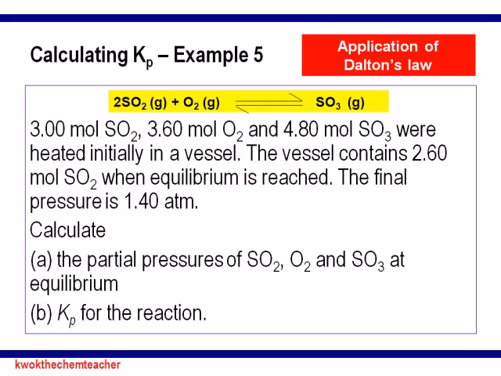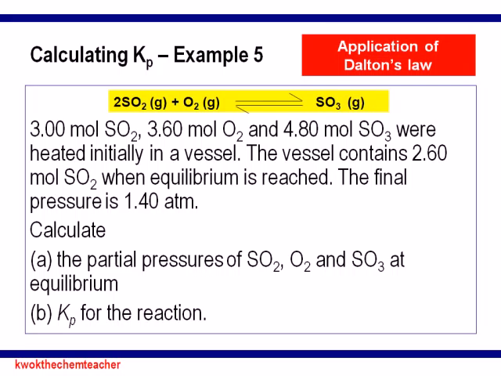Our next example, example 5, which calculates Kp, actually applies Dalton's law. Once again, we are facing the sulfur dioxide reacting with oxygen to give sulfur trioxide reaction. This is the contact process. I'm certain we are all quite familiar with it. We started off with 3 moles of sulfur dioxide, 3.60 moles of oxygen, and 4.80 moles of sulfur trioxide heated initially in the vessel.